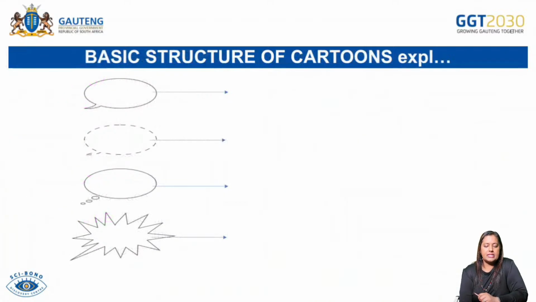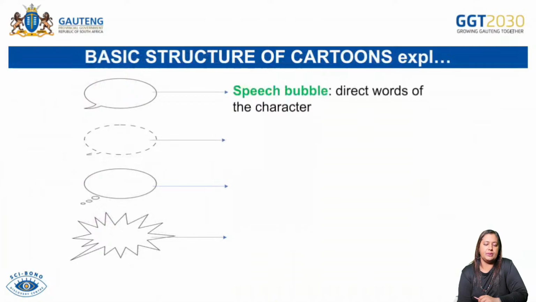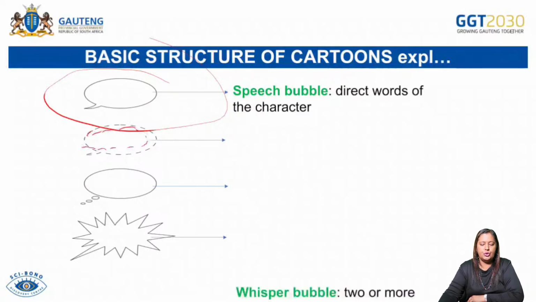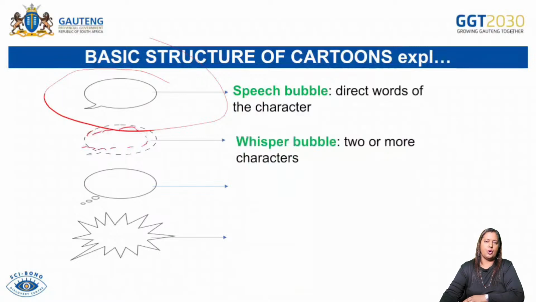Right. So the basic structure of the cartoons in terms of the speech bubble, that's what the speech bubble looks like. Remember, it's completely drawn. All right. There are no breaks in this particular bubble. That is when the direct words of the cartoon image are being showcased to you. The moment we get broken lines in a bubble, it is referring to our whisper bubble. That is when there are two or more characters involved in a conversation, right?